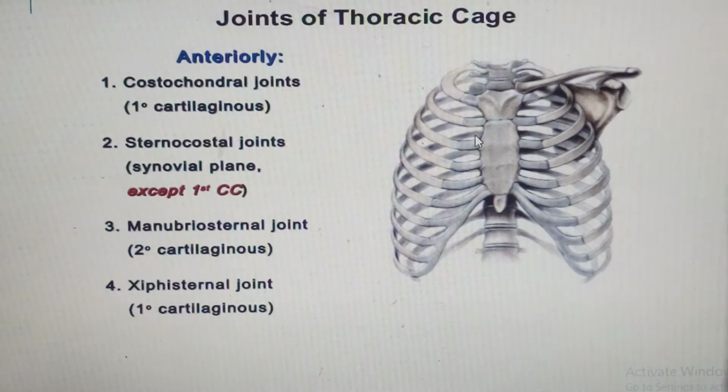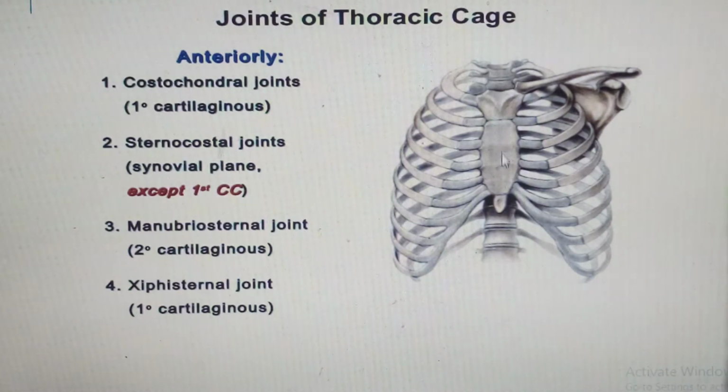Now the other thing is what we call the manubriosternal joint. Usually fibrocartilaginous joints are found in the midline of the body. So if you talk about the intervertebral disc, the manubriosternal joint, or the symphysis menti, or pubic symphysis, they are usually found in the midline of the body. This manubriosternal joint is actually a secondary cartilaginous joint. That's what we call a symphysis.